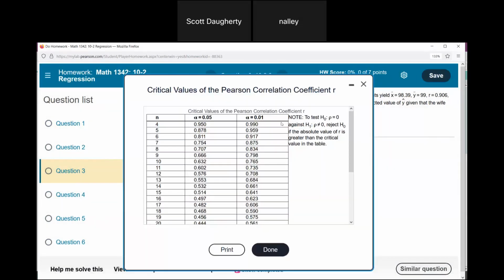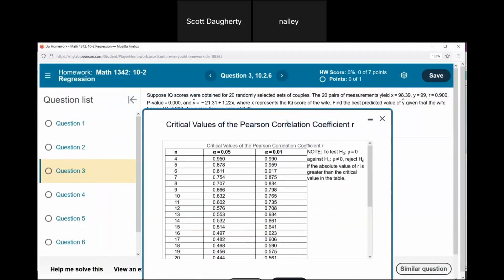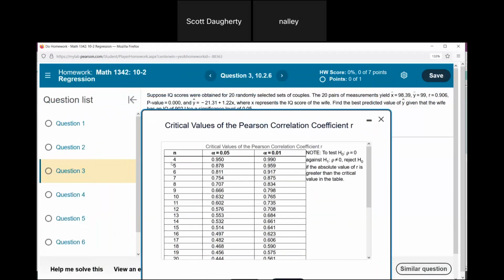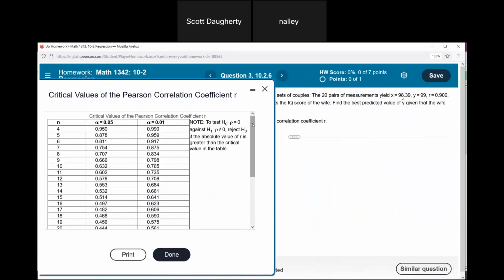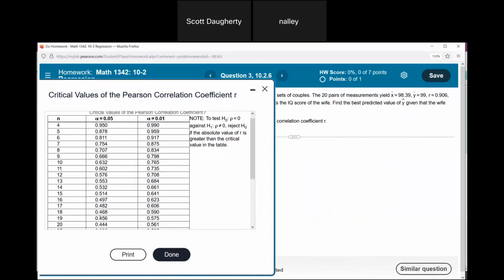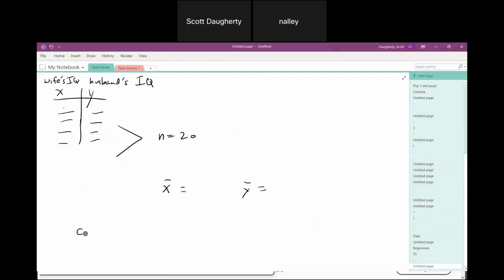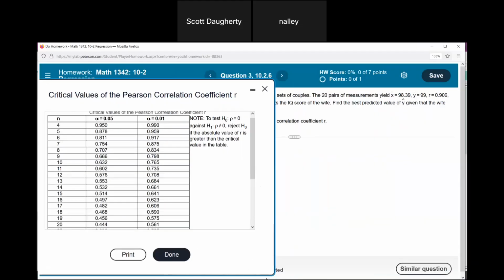So they say test at 0.05. So 0.05 would be this column, and N is 20 in this case, our sample size. So if you look at 20, we get 0.444. And then our R value was 0.9 something, 0.906.